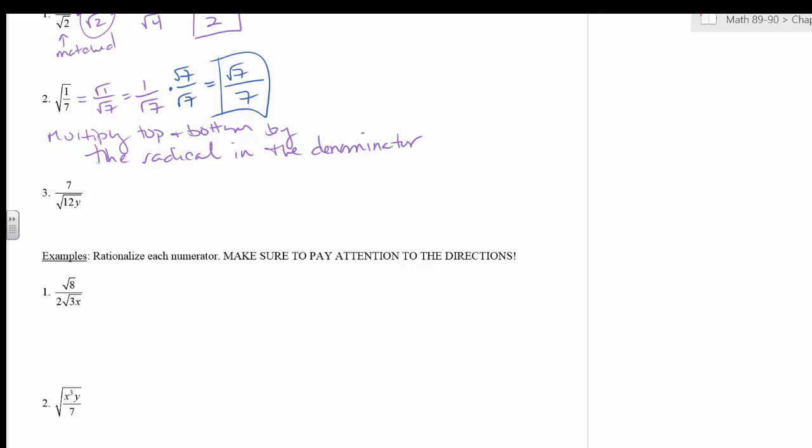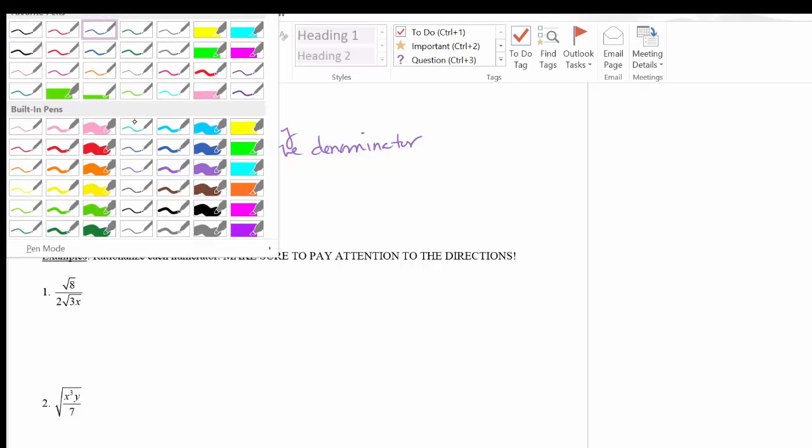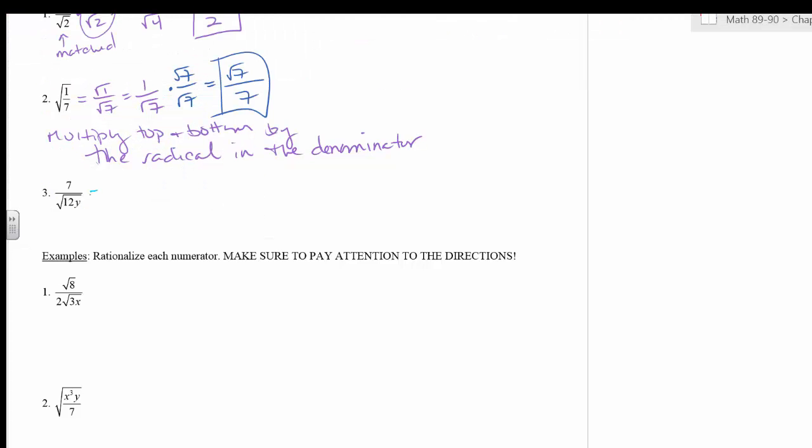So a lot of students with number 3, they'll just multiply top and bottom by the square root of 12y. I recommend against that, and the reason is because the square root of 12 can be simplified. So what I would do is simplify everything in the radical first and then multiply top and bottom by whatever you have to multiply by. So 12 has a hidden 4 inside of it. So I would pull that 4 out of the radical first, and I would get 2 times the square root of 3y. Then multiply top and bottom, and I'll come back in and use that different color, by the square root of 3y, not the square root of 12y.